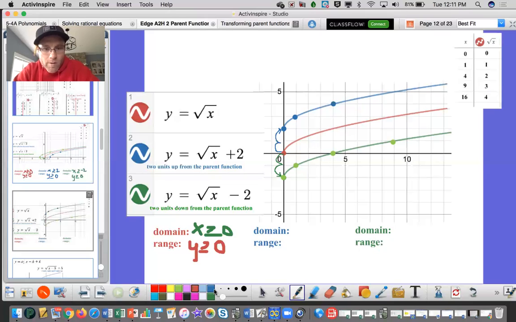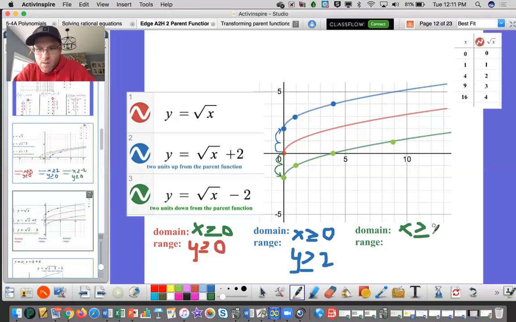For the blue graph, we still know that our x starts at 0. Now our y on the blue graph starts at 2 and goes up. So we want greater than or equal to 2 for our range. For our green graph, our x starts at 0 still. But our y value on the green graph starts at -2 and goes up.